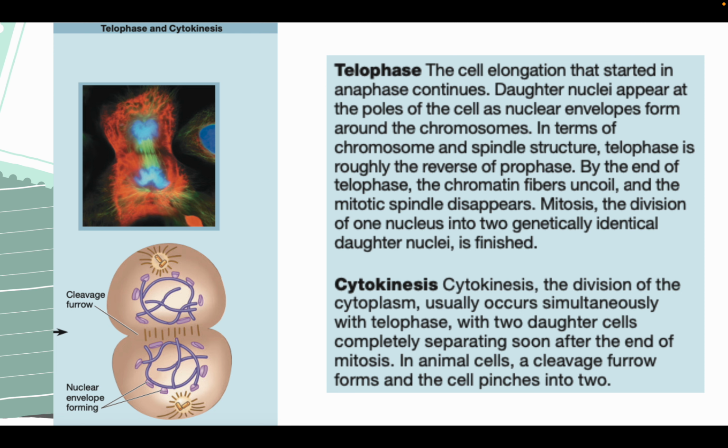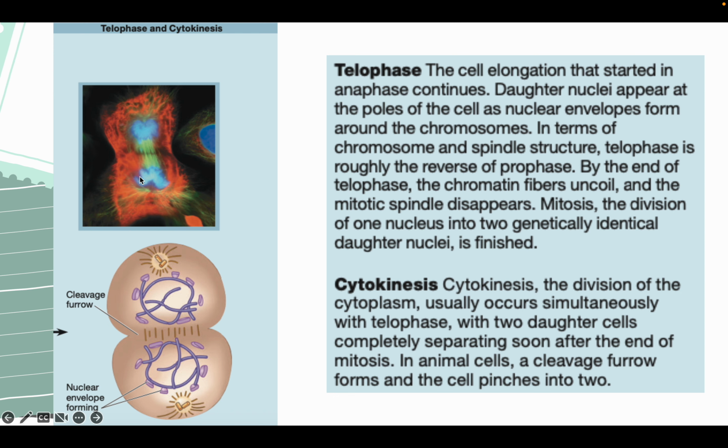The way the chromosomes and the structures that help in cell division, the spindle fibers, look in telophase is almost the opposite of how they looked in prophase. Things are getting back to normal. So, you can see it is forming a nucleus.